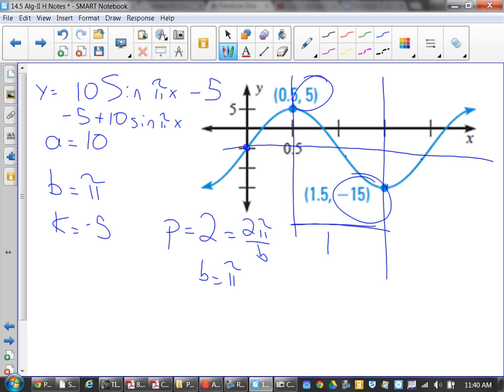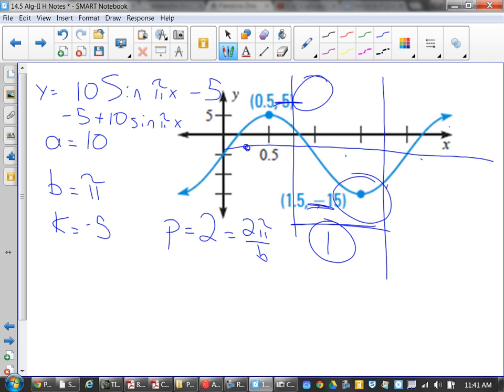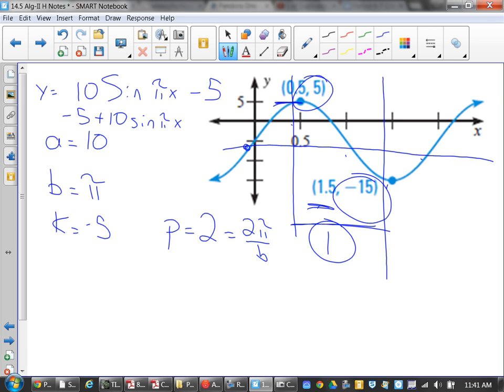Why is it negative 5? Normally the sine graph would start at 0, 0. Do you agree? Where did this one start? Why is b pi? The distance between 0.5 and 1.5 is 1. I double that, so my period was 2. The period has to equal 2 pi over b. If I solve this the long way, I get 2b equals 2 pi. If I divide that by pi, it gets 2. That's all.